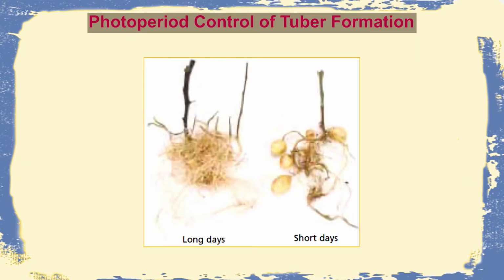The photoperiod can also regulate formation of tuber in potatoes via change in the level of gibberellin. Short days decrease the level of gibberellin, which induces tuber formation in potatoes. In long days, when the gibberellin level is high, there is no potato tuber formation.